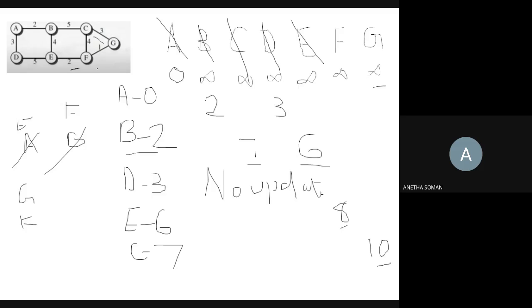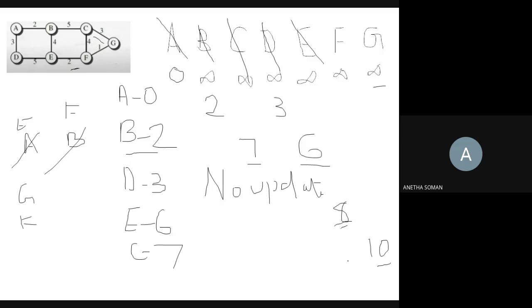Now when I consider this node F, the distance from C to F is 4, and from the source node it will be 7 plus 4, which is equal to 11. But the value of F is already 8. Okay, now which is the lesser value? 8 is the lesser value. So no need to write that 11 there. Okay, no updation is required in the table.